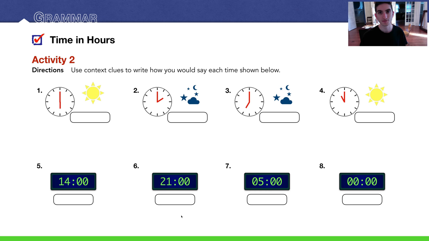Gogo 9時. Number 7, well, this is just 5 in the morning, 5 a.m. So, we would say gozen 5時. And number 8, the infamous 0 o'clock. This is midnight. Or gozen 12時. And here are the answers. Let's see, number 1, I did say hiru, yeah.